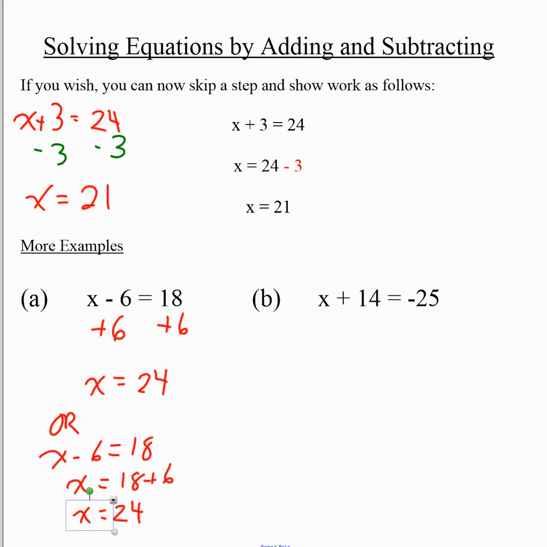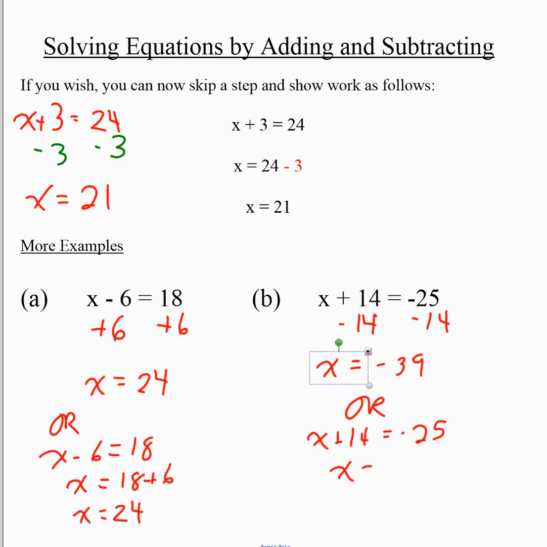For B, how do I get rid of adding 14? To get rid of adding 14, I need to subtract 14. If I subtract it from the left, I also need to subtract it from the right. On the left, I'm left with x, and on the right, I am left with negative 39. Likewise, if you prefer, you can show it a different way. You can say x equals negative 25 minus 14. You're going to get the same answer. It's up to you how you want to show your work.